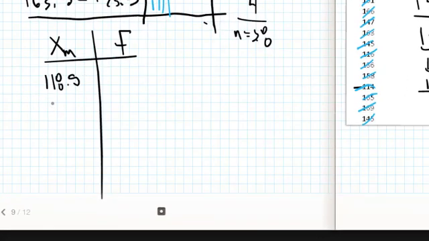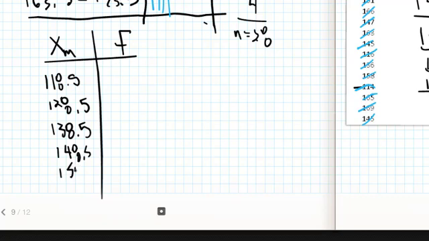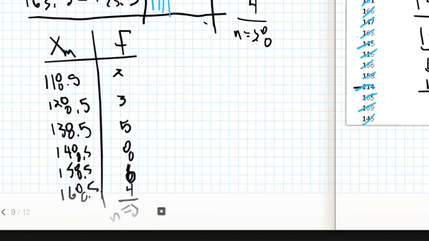So this would be 118.5. Let's see, 128. It's easy to figure these out because once I have the first one, I can just add the class width to get to the next one. Does that make sense? You can't respond. 148.5, 158.5, and then 168.5. And then you'll see it written with 2, 3, 5, 8, 6, and 4. That's supposed to be a 6, and with n equals 28.